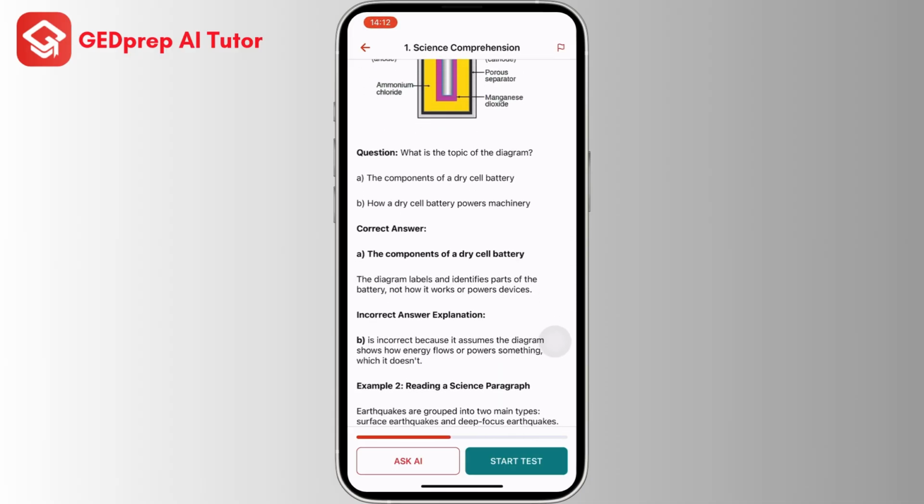Why? Because the diagram labels the parts of the battery. It doesn't explain how it works or how it powers something. Option B is incorrect because it assumes the diagram shows energy flow, which it doesn't.